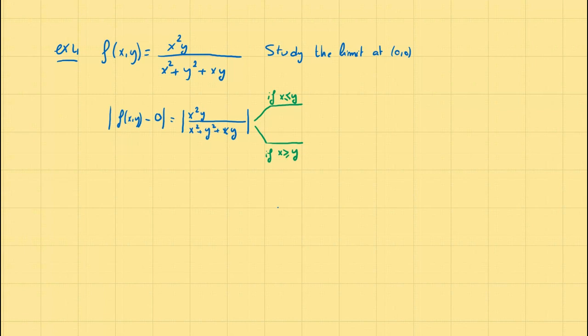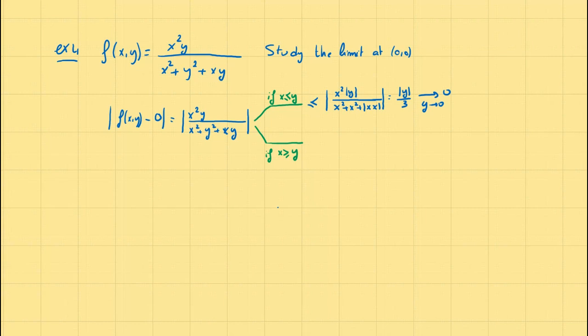So let's take the first case, when x is less than y. Then if we replace y in the denominator by x, the denominator will be smaller, so the fraction bigger. So that's an upper bound of my absolute value. So this will be x squared y over x squared plus x squared plus x squared. So I can simplify the x squared, and it will give me y over 3, which will go to 0 when y goes to 0.